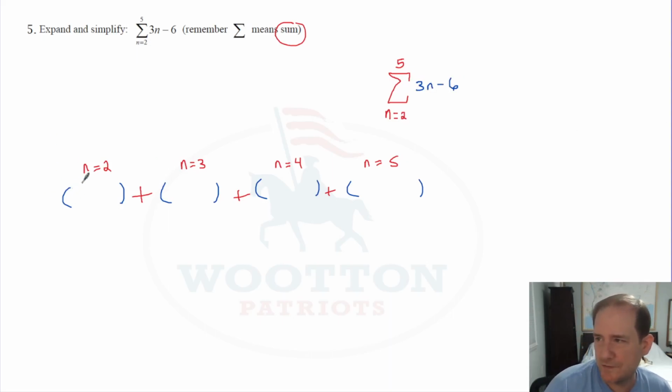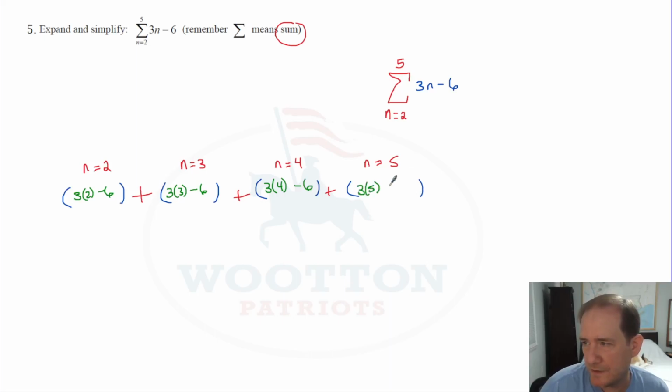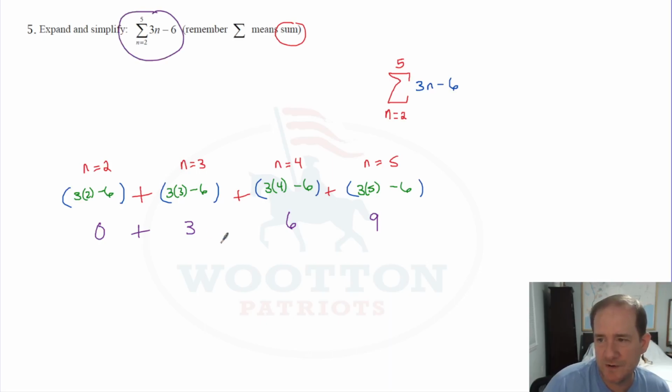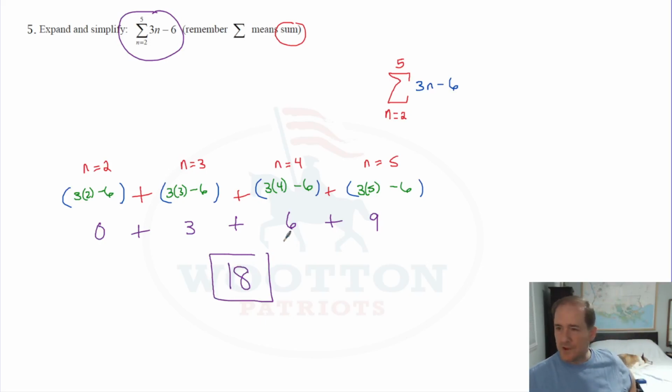So that would mean at 2, we're going to do 3 times 2, take away 6. Then we're going to do 3 times 3 and take away 6. Then 3 times 4, and you guessed it, take away 6. Then 3 times 5 and take away 6. Then just evaluate all those and add them up. So 6 minus 6 is 0, and 9 minus 6 is 3, and 12 minus 6 is 6, and 15 take away 6 is 9. So that funny expression up here literally just represents the sum of these numbers, which is, let's see, 3 and 6 makes 9, 9 and 9 makes 18. That's it. That's all.